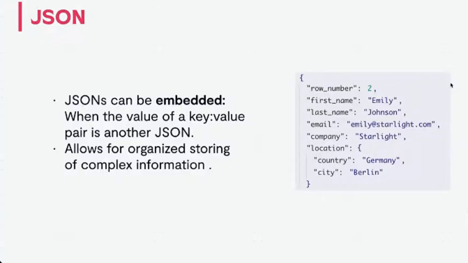A JSON can be embedded. And what we mean by this is sometimes we will have a JSON where the value of a key is equal to another JSON. We can use this to organize complex data. In this example, we can use an embedded JSON to group all the information about Emily's location into a location key. This key contains itself a JSON. The value of this key is a JSON that has two keys with information on Emily's country and city.